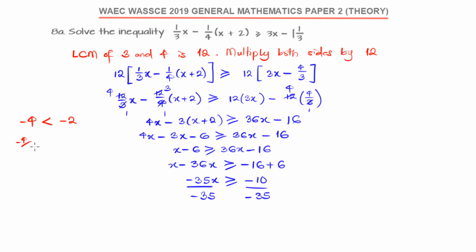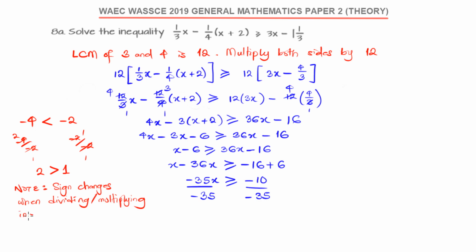Let's take minus 4 and minus 2. If we divide minus 4 and minus 2 by minus 2, we are going to have 2 and 1. But initially, we know that minus 4 is less than minus 2. But 2 is greater than 1 when we divide that by minus 2. So as a rule of thumb, the sign changes whenever we are dividing or multiplying an inequality with a negative number. So if you have minus 4 and minus 2, you divide both sides by minus 2, the inequality sign will change. If it is less than before, it will become greater than. If it is greater than before, it will become less than.